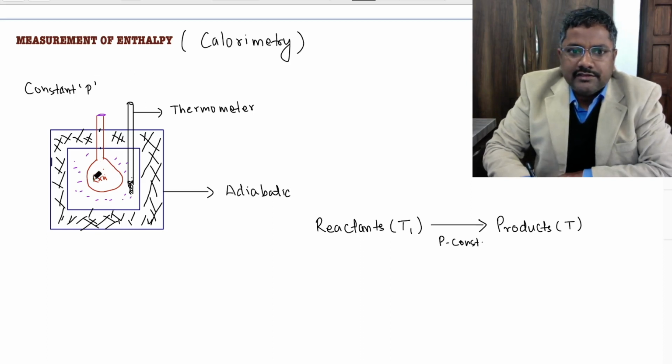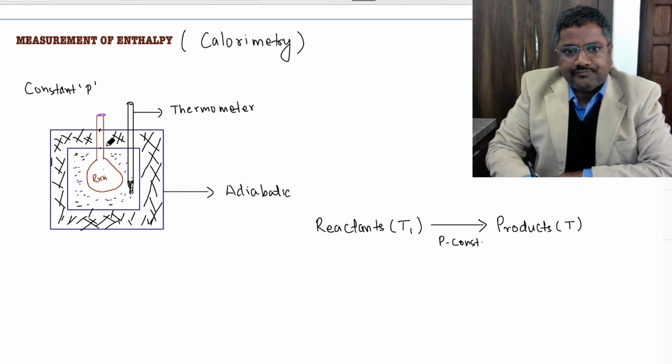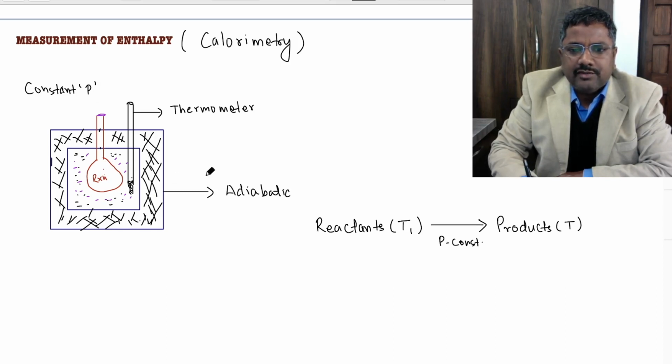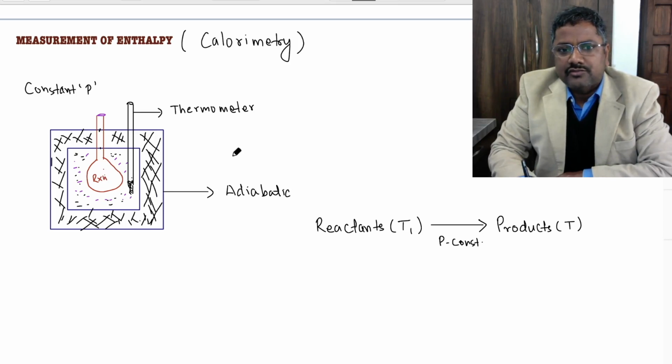So in this chamber there is a reaction. This is liquid water you can take, and a thermometer is set here to measure the temperature. This is basically the reaction vessel, which is under constant pressure, and this is an adiabatic wall, so that heat cannot be transferred from system to surrounding or from surrounding to system. So this is the simple arrangement for the measurement.